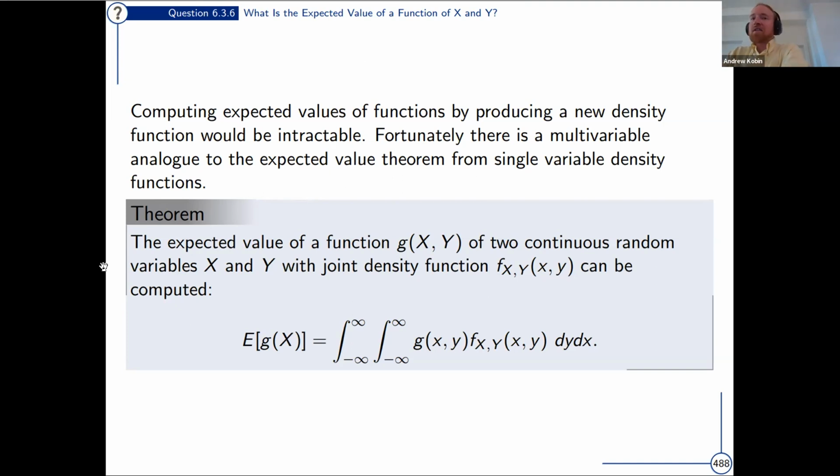If we have two continuous random variables, x and y, and we look at a function g of x and y, such as y squared over x on the previous slide, if x and y have a joint density function f, then the expected value of this function of random variables, g of x, y, can be computed as the improper integral over all possible x and y values, or the double integral over the entire xy plane of g of x, y times f of x, y with respect to dx and dy. And again, by Fubini's theorem, as long as these improper integrals converge, we can reverse the order.